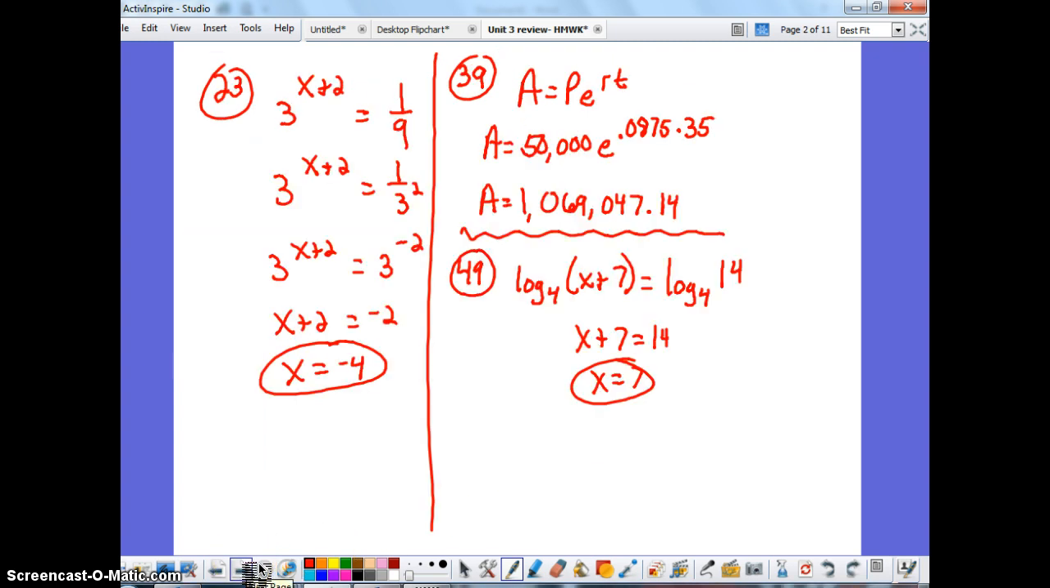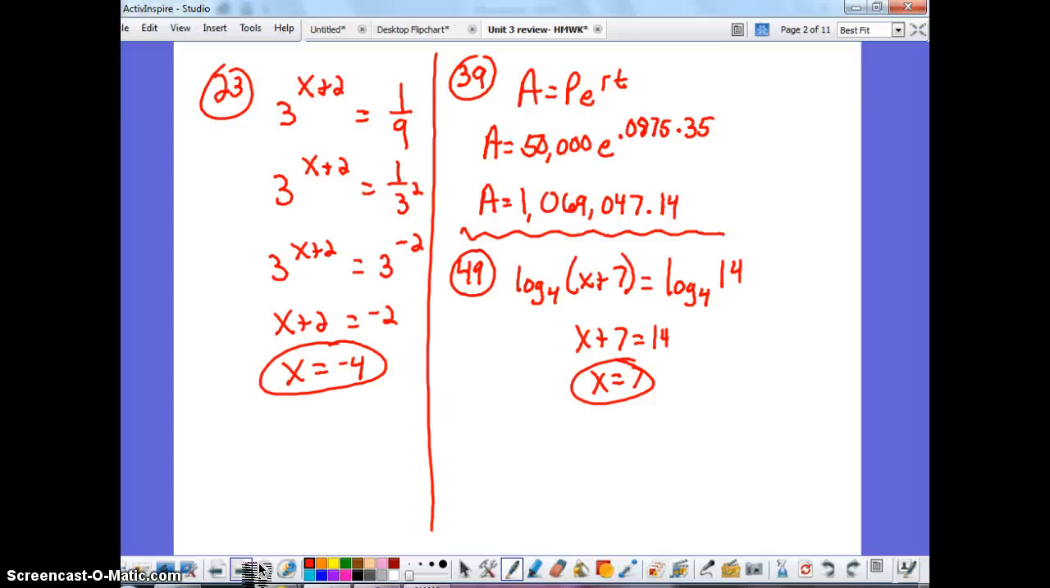All right, moving on to the next problem, we have number 39. Number 39 talks about a trust fund. It says it's compounded continuously, so that's the PERT formula. You can see I have that set up. Actually, I just realized I skipped number 23, so let me go back to that quickly, 23 and 25.